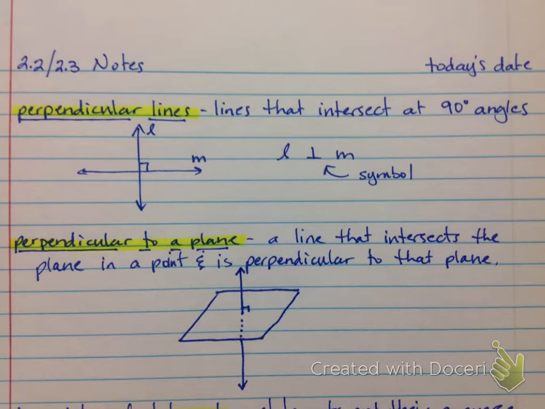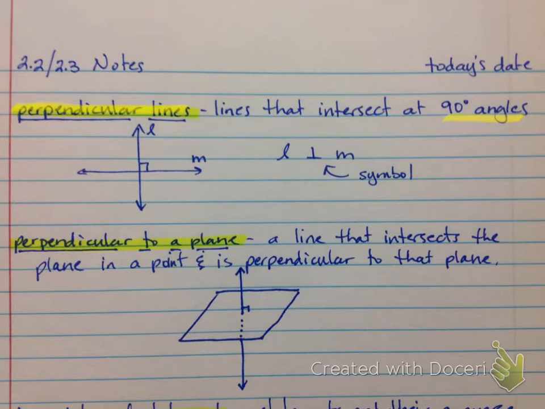All right? So today we're going to talk about perpendicular lines. I think a lot of you may already know about perpendicular lines. Perpendicular lines, of course, are lines that are perpendicular to each other. In other words, they meet at right angles. That is very important. We do have a symbol for that.